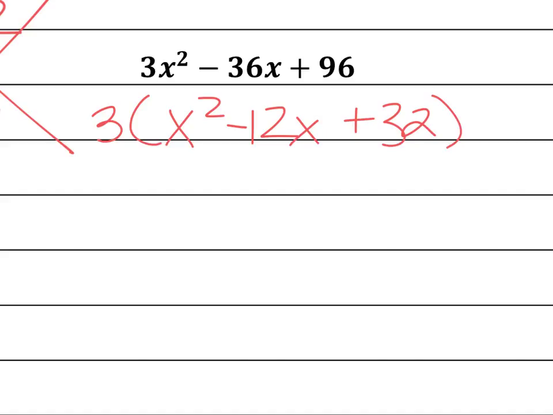Now, let's check it. We've taken out a GCF. Is a equal to 1? Yes, so take it easy. You don't need to multiply a times c and factor by grouping. You can. You'll get the same thing, but it's unnecessary. We need two numbers that multiply to 32 and add to -12.